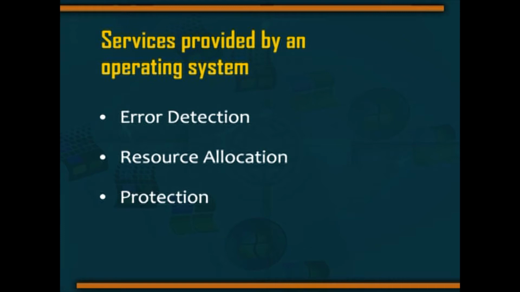Next one is protection. The operating system ensures that all access to system resources is controlled. The operating system ensures that external input-output devices are protected from invalid access attempts. The operating system provides authentication features for each user by means of passwords.